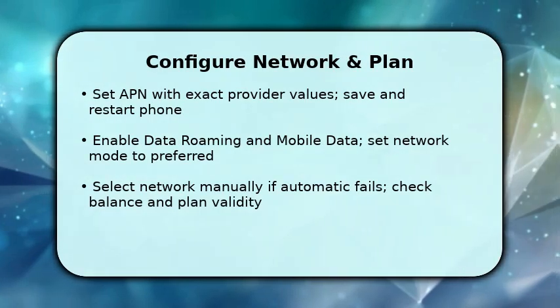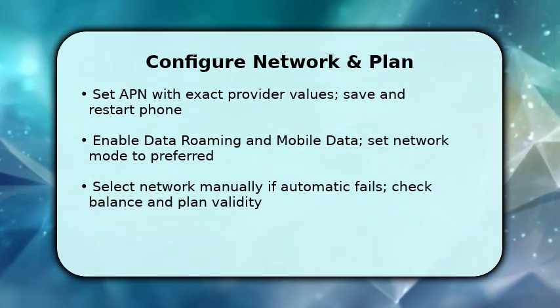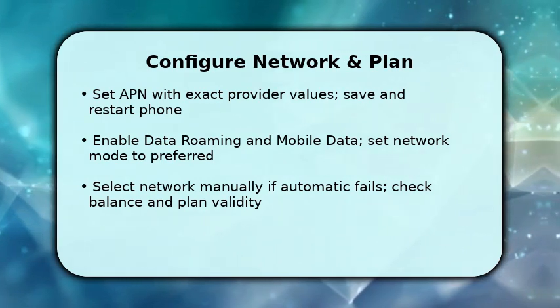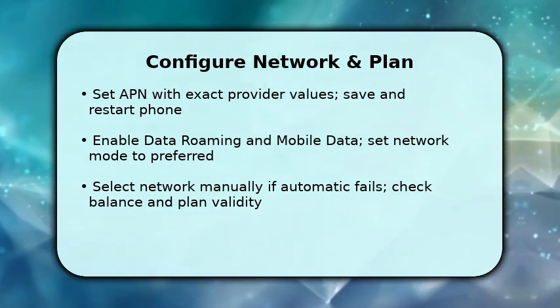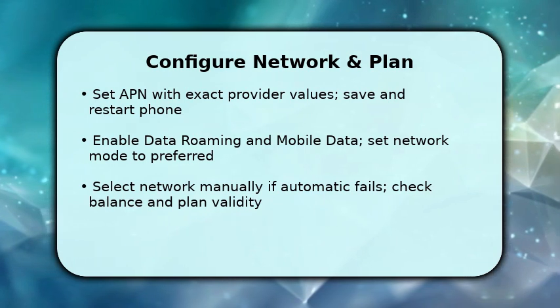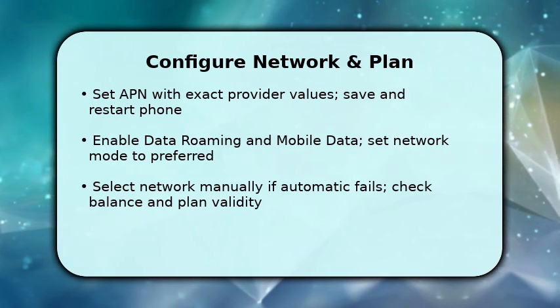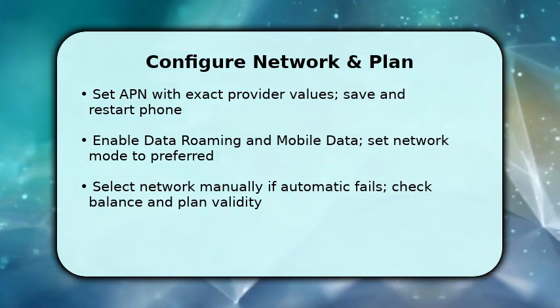Next, configure the network and the roaming plan settings so data and calls work reliably abroad. Manually enter the provider APN values and save them exactly as given, then restart the phone to apply changes. Enable data roaming and mobile data and choose the network mode, LTE/5G for best performance.